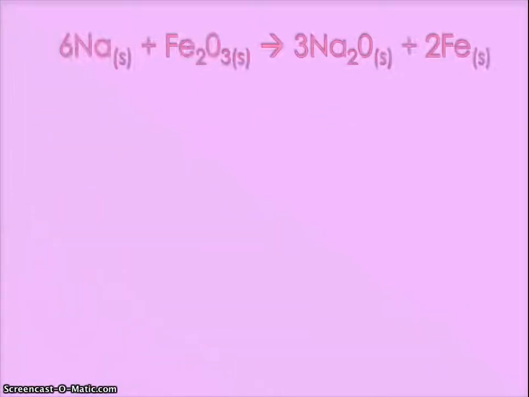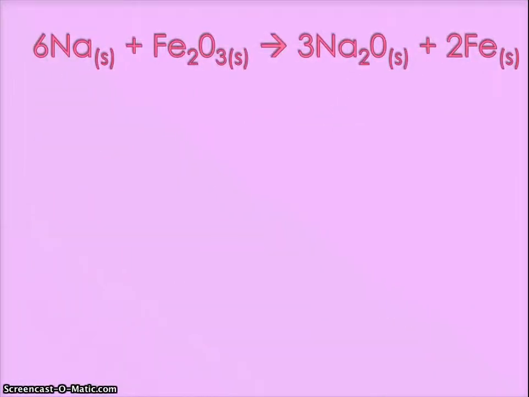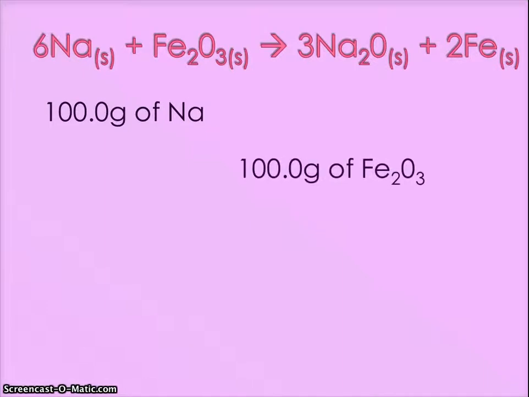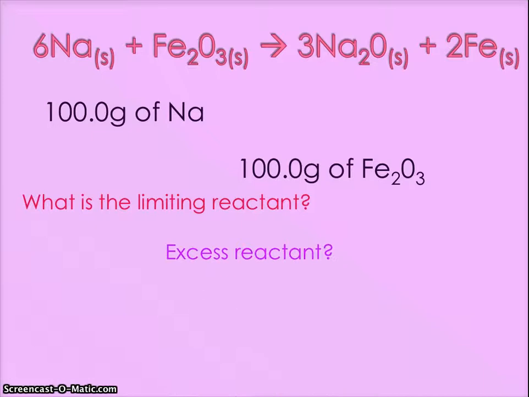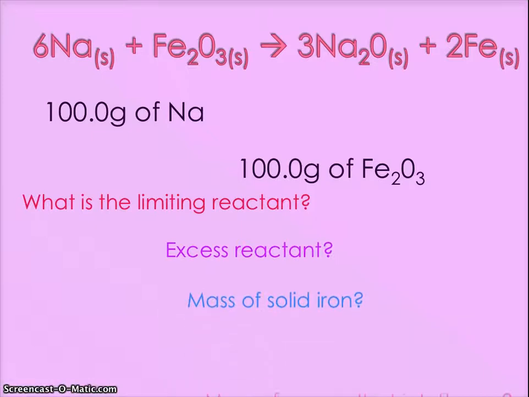The first thing we must look at is our chemical equation to determine whether it is balanced. In this case, our equation is already balanced. So, we are given 100.0 grams of sodium and 100.0 grams of iron oxide. Using these three things, we can find the answer to our 4 questions in a few simple steps.